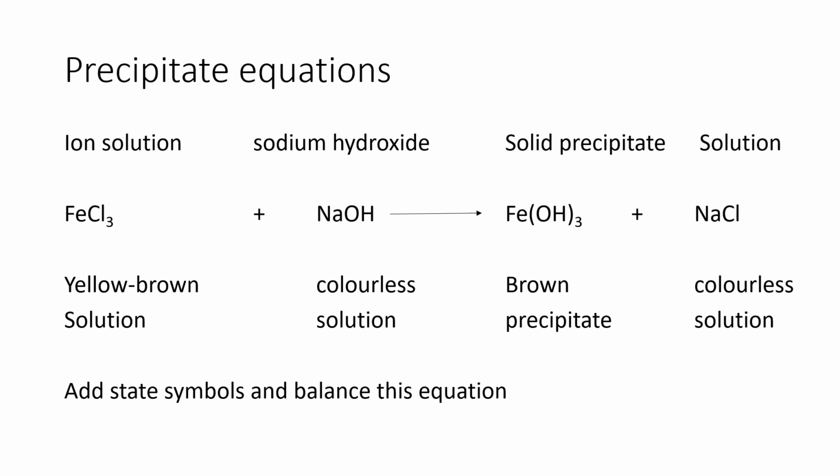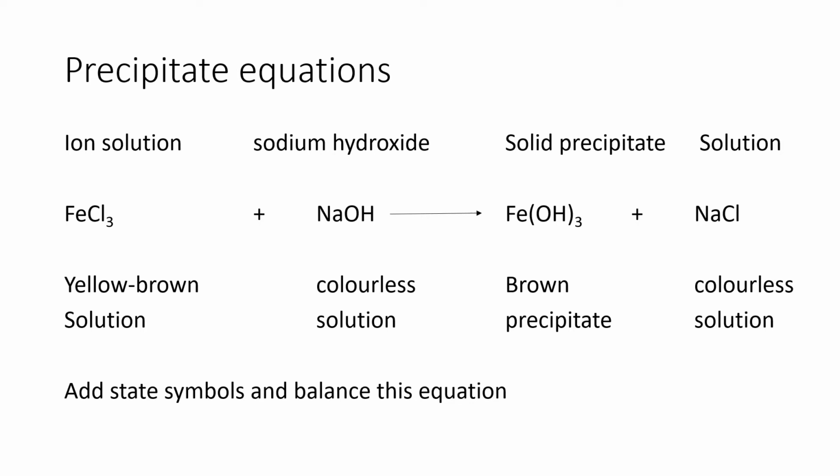Okay, so we're going to look a little bit more at precipitate reactions. So here I've got a solution of iron chloride, and I'm reacting it with sodium hydroxide, and it forms a solid precipitate, which would be iron hydroxide, and it will be in a solution which would be sodium chloride. Now, if I was looking at this in front of me, the iron chloride is a yellowy brown solution, and sodium hydroxide, which you would have used before, is a colourless solution.